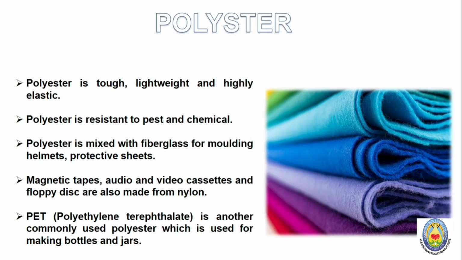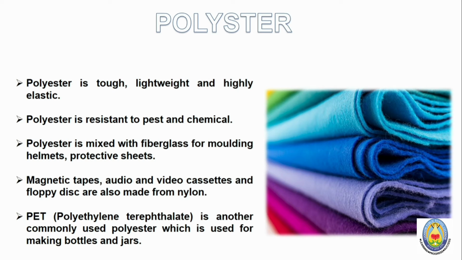Let's discuss the next type of synthetic fiber, that is polyester. Polyester is another type of synthetic fiber made from petroleum. Terylene and Dacron are some polyester fibers. Polyester is made up of a monomer, that is ester. When polyester is blended with cotton, it produces polycot. When polyester is mixed with wool, it produces polywool.